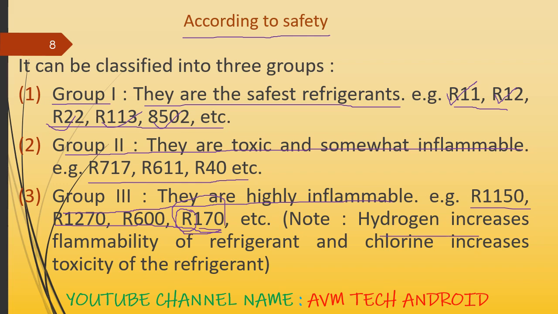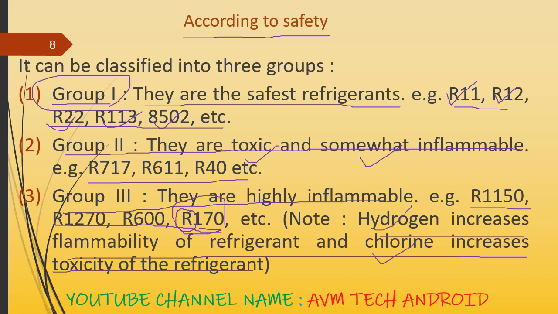When the hydrogen is included, it increases the flammability of the refrigerant, and when the chlorine increases, the toxicity will increase. So when we are talking about this refrigerant which are toxic and you can say they are flammable, in that case hydrogen is available as well as chlorine is also available. So group 1 is the safest, group 3 is highly inflammable.